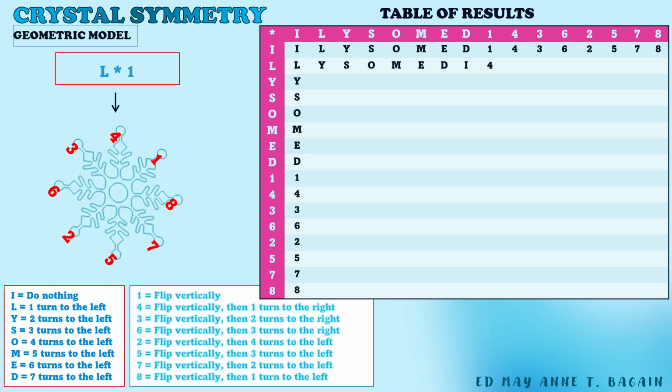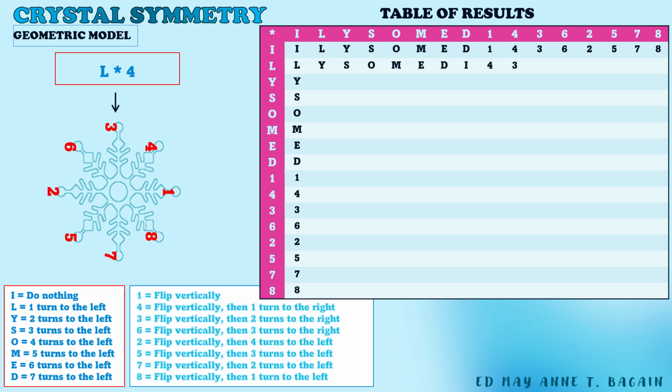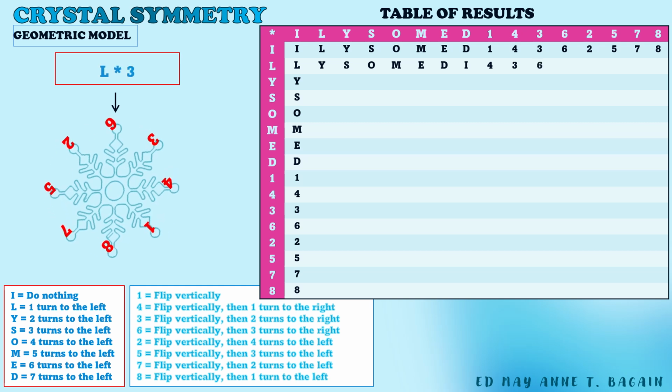And then for 4, we have here flip vertically, so we're looking already at 4 because 4 would be the new L. And then we have one turn to the right. So as we can see, we turned it here at the right side of the model. We turned it clockwise, because we are turning it to the right. So it will be 3 and then it will be 6, because we will turn it two turns to the right.